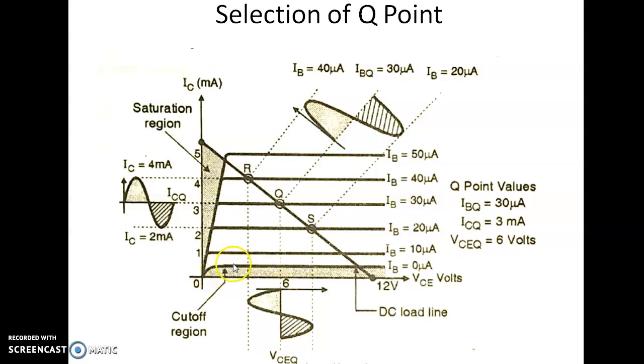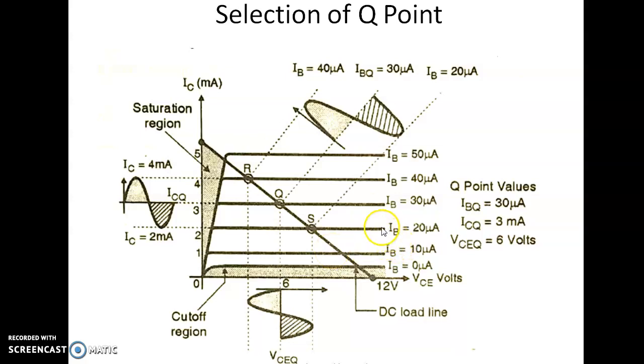It goes on increasing, it remains constant. The next case we are keeping base current IB equal to 10 microampere and we are varying the collector emitter voltage and measuring the collector current. So for a large change in collector emitter voltage, there is a small change in collector current. Okay, so that is happening here.